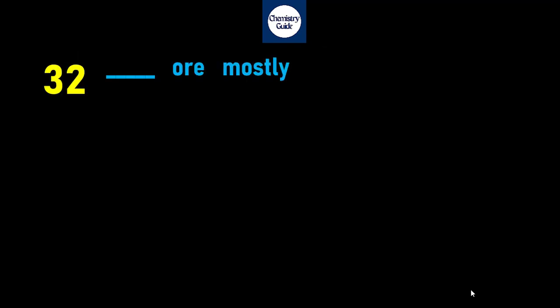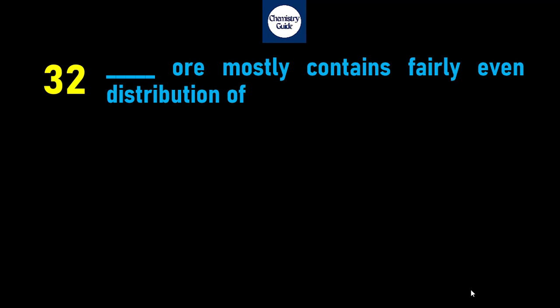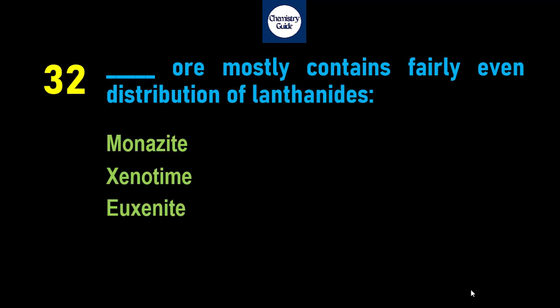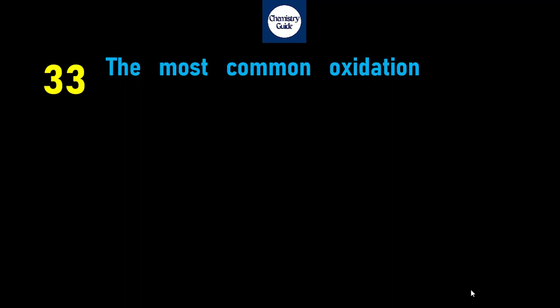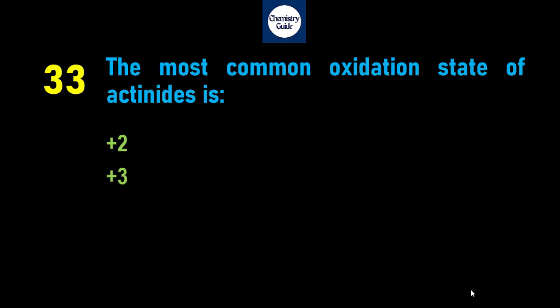MCQ number 32. Which ore mostly contains a fairly even distribution of lanthanides: monazite, xenotime, auxinite, all of the above. The right answer is auxinite. The most common oxidation state of actinides is +2, +3, +4, +2 and +3. The right answer is +3. The +3 oxidation state is also common in actinides as well as lanthanides.